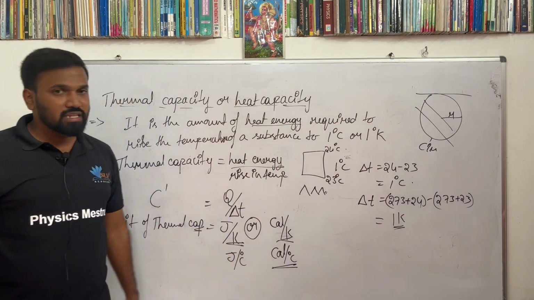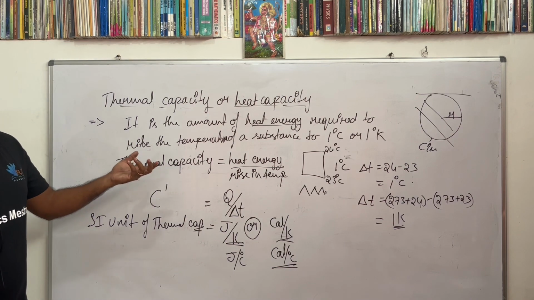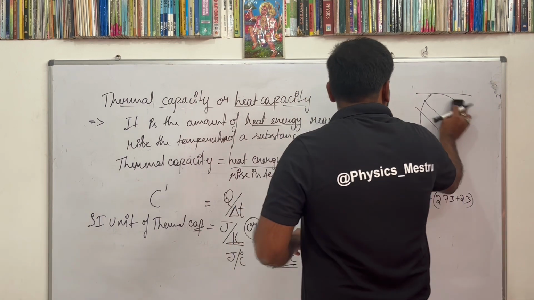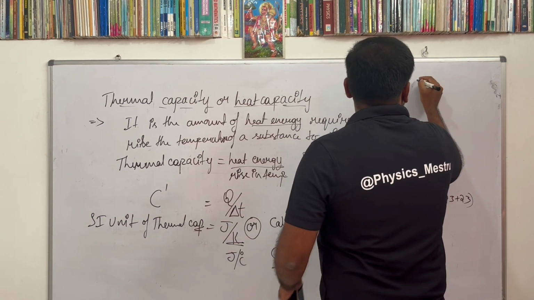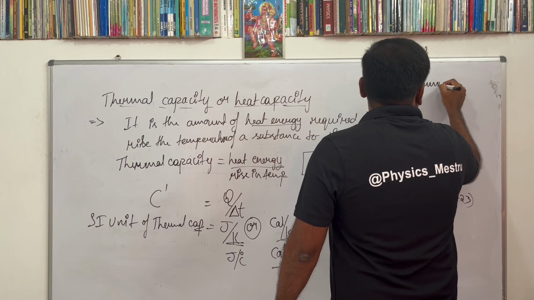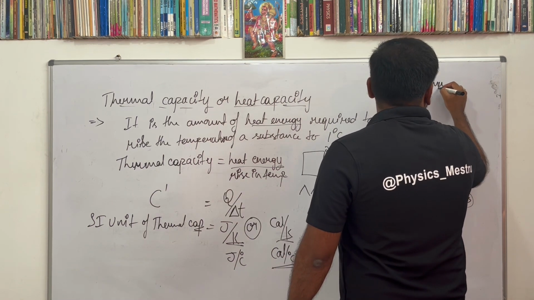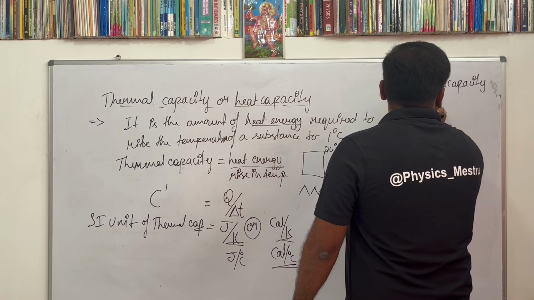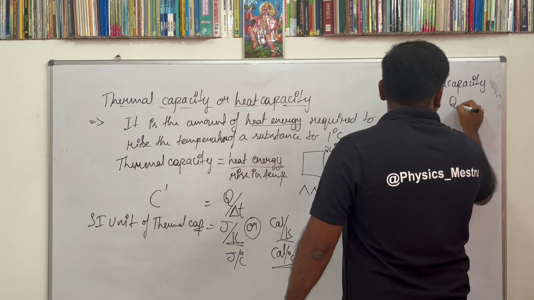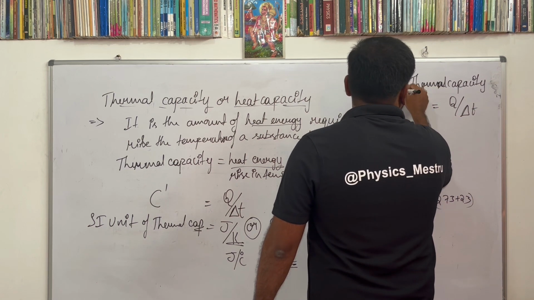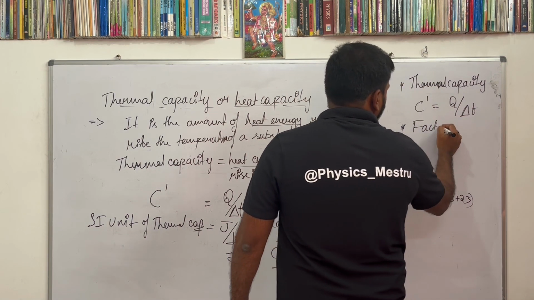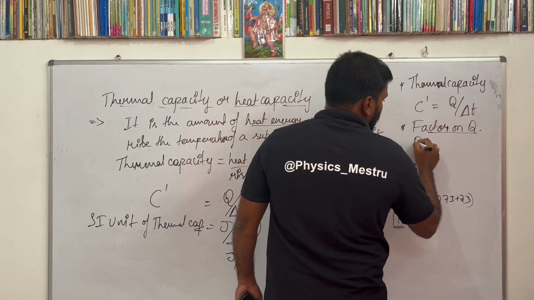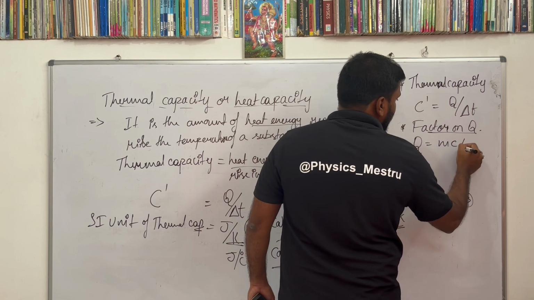Now let us move to the next concept, which is specific heat capacity. Before that, let me write the thermal capacity formula, because in the coming concept I want this one: thermal capacity C dash is equal to Q divided by delta T. From the factors on heat energy, we came to know that Q is equal to M into C into delta T.